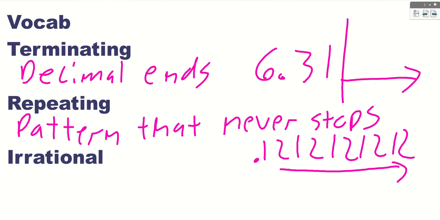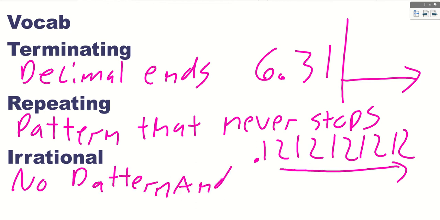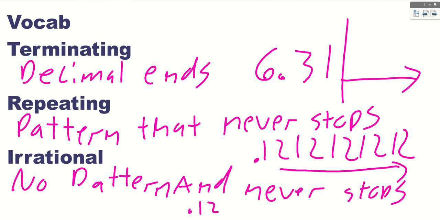And irrational means that there is no pattern and it never stops. So an example could be 1, 2, 7, 6, 3, 1, 4, 2, 7. So there's no pattern, but it's also going on forever.